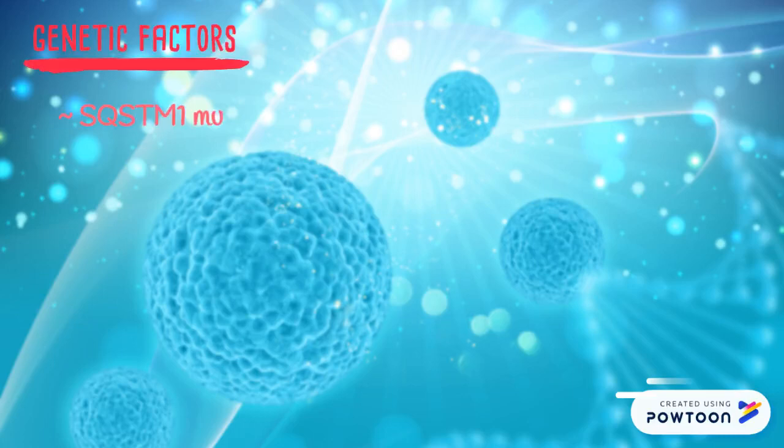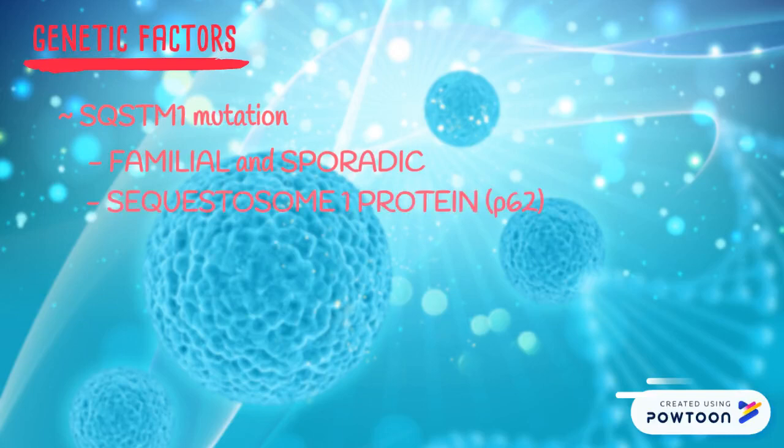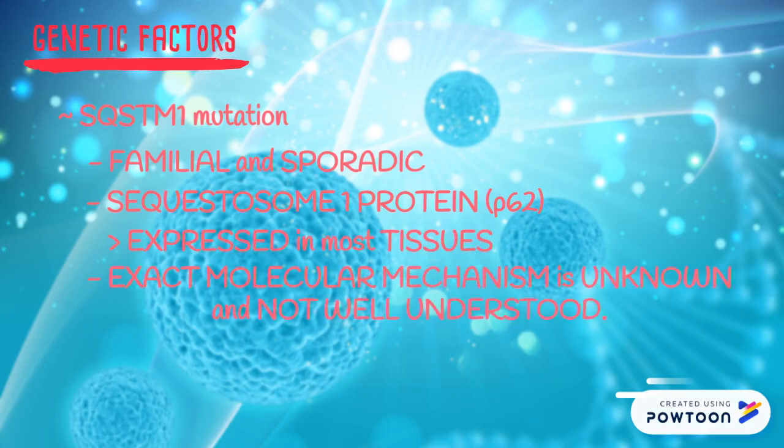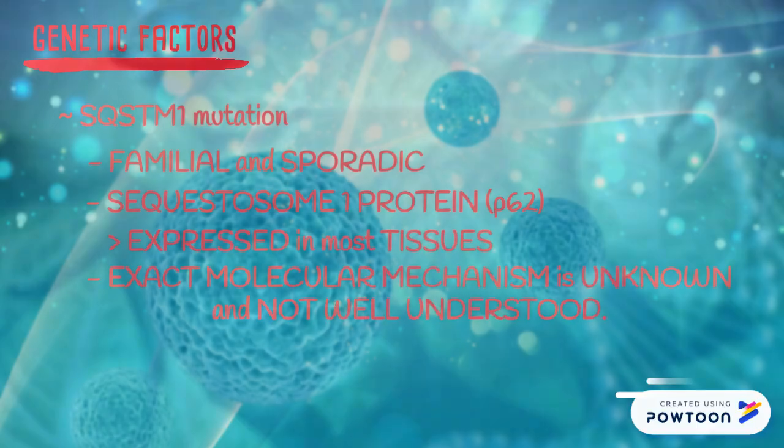SQSTM1 mutation is the cause of familial and sporadic forms in patients with Paget's disease of bone. This gene encodes for the sequestosome 1 protein, also known as P62, that is expressed in most tissues, including bone. The exact molecular mechanism of SQSTM1 mutations is unknown and not well understood.